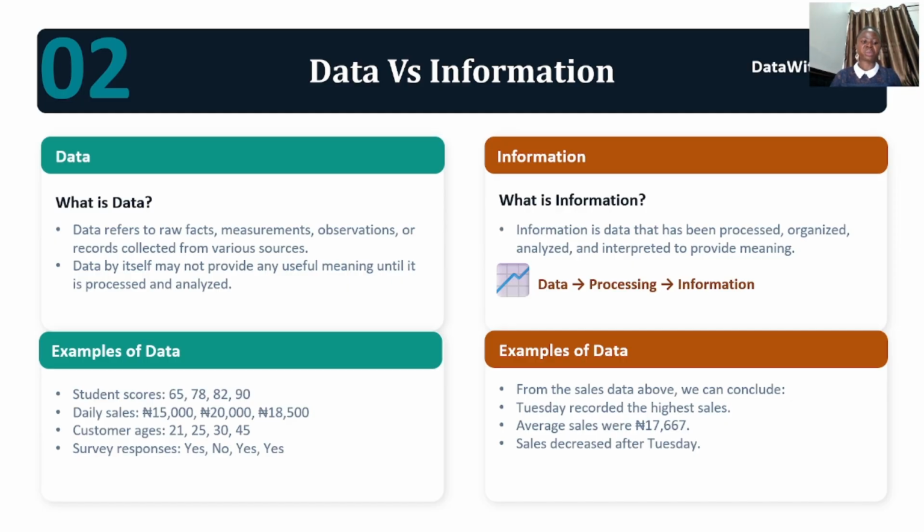For example, you can also get a meaning like Tuesday recorded the highest sales from daily sales. Okay, when the daily sales is still in the format of 15,000, 20,000, 18,000, it is still data. It has not been organized, it has not been analyzed, it is just in its raw format. But by the time you make meaning out of it, you organize it, you analyze it, you interpret it, it will now move from its raw form, which is data, to information. So the difference between data and information is that data is still raw. It can be an observation or a record that is collected, but information is processed, it is organized, and it has meaning.